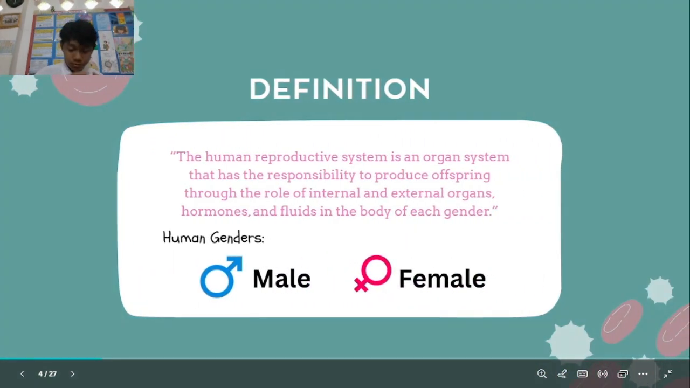First, going to talk about human reproductive systems. Definition: the human reproductive system in general is an organ system that has the responsibility to produce offspring, through organs, hormones and fluids in the body of each gender. You have to know there are only two genders in this: female and male.